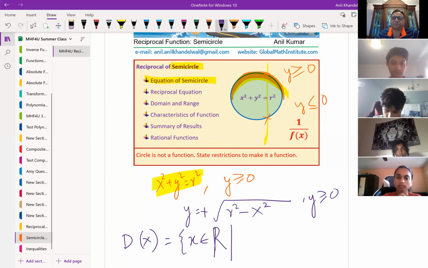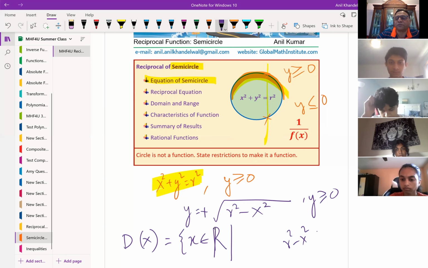Ankita, it cannot equal 0 since it's in the square root. No, square root can be 0. No, that's not correct. The square root thing should always be positive. So we are saying R square minus X square should be greater than or equal to 0, correct? It cannot be negative. So that is the inequality which you have to solve. Solve this inequality and tell me what should come here.